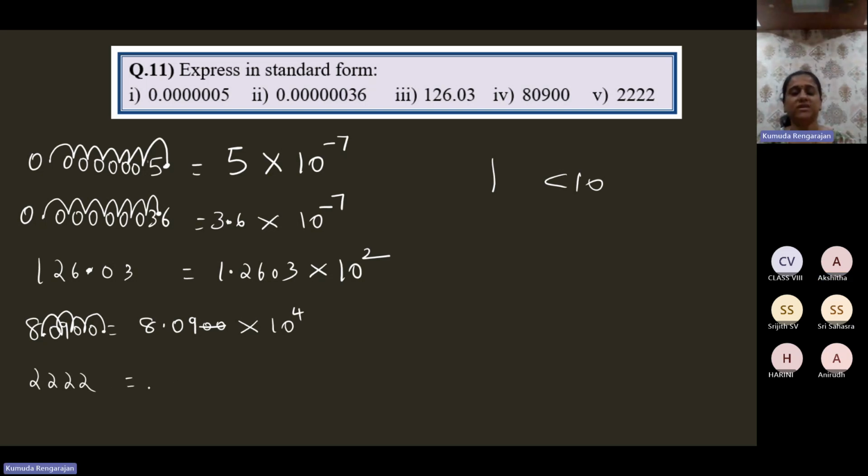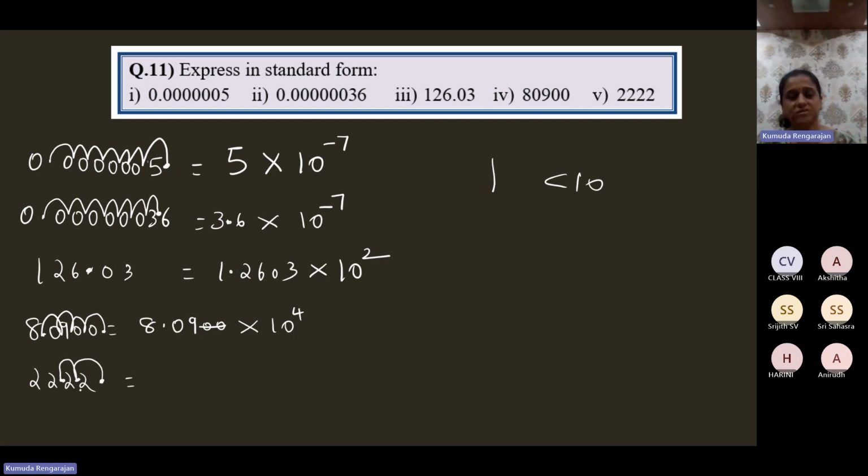Ma'am, where's the decimal point? After two places, ma'am. The decimal point is here. Okay. So shall I put it here? No, ma'am. What is the number when you shift it here? 222.2, ma'am. Yeah, it's more than 10, correct? Yes, ma'am. Okay, shall we move it here and stop? What's the number now?